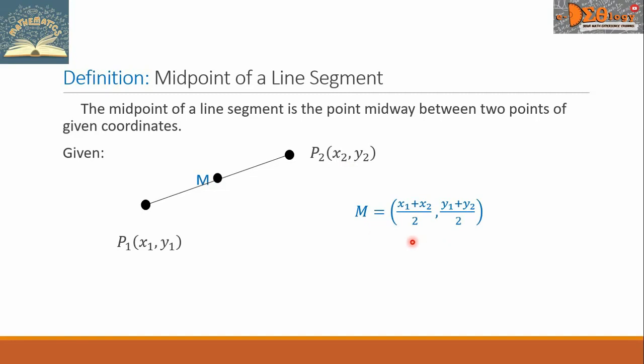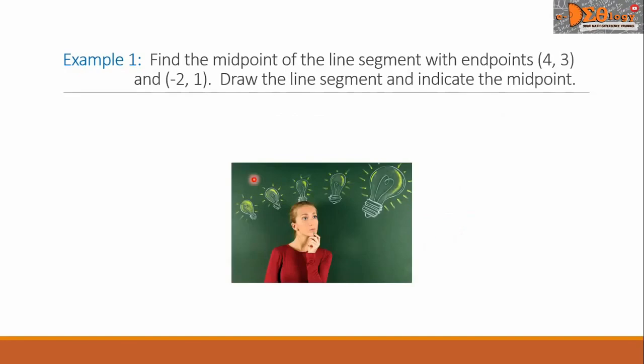The x coordinate is x sub 1 plus x sub 2 all over 2. And the y coordinate will be y sub 1 plus y sub 2 over 2. Let us see some examples.